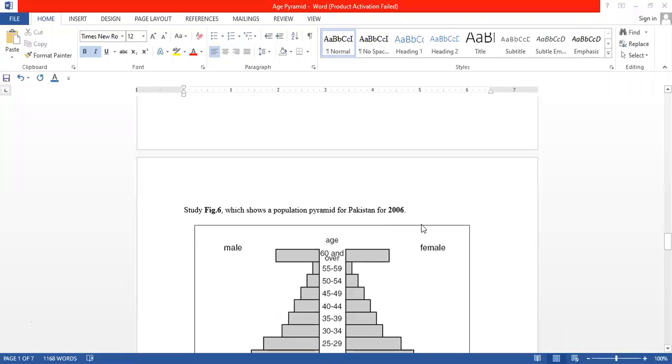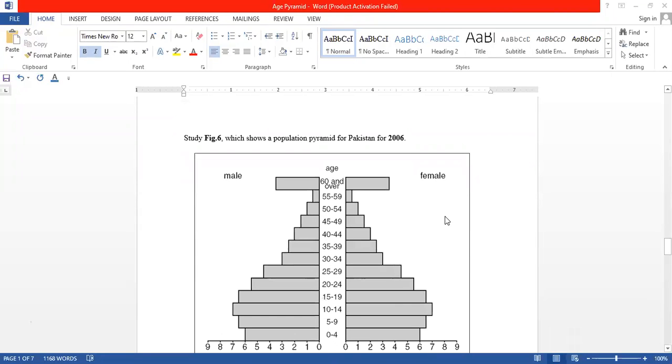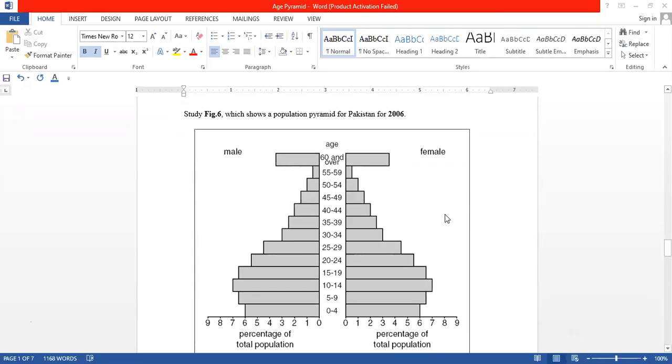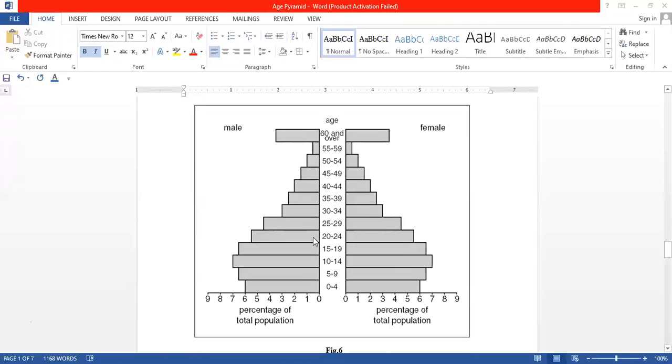My dear students, on the other side, you are watching another age pyramid. I'm going to describe and explain from different angles so you all understand easily. This age pyramid is quite different from the others you watched already. This age pyramid shows the population pyramid for Pakistan for 2006. According to this age pyramid, it has different features: the base is narrow, it is broad in the middle, and also broad at the top. So this is the feature.